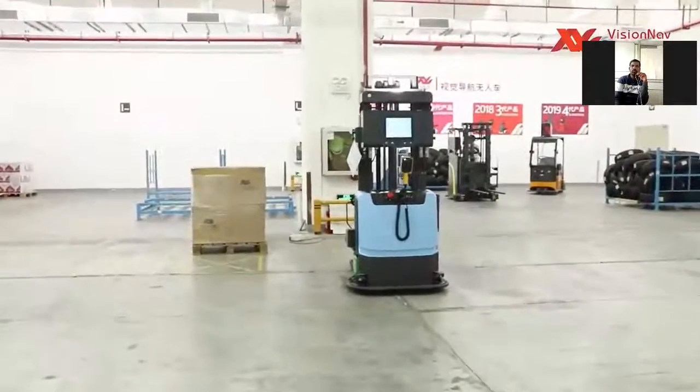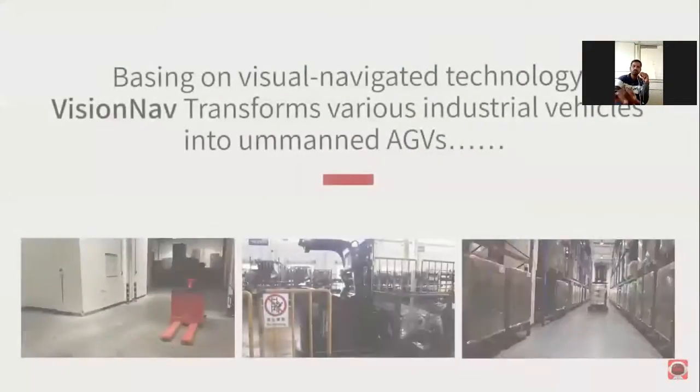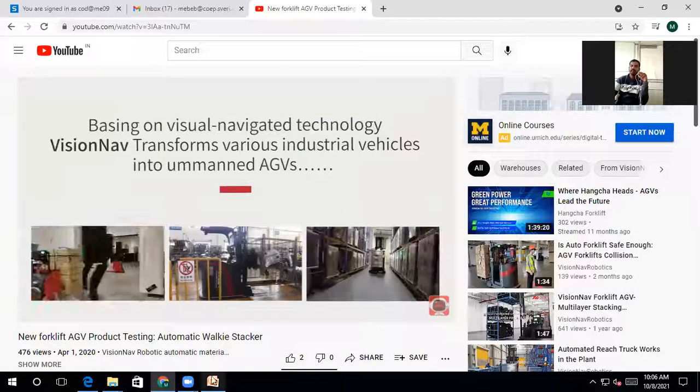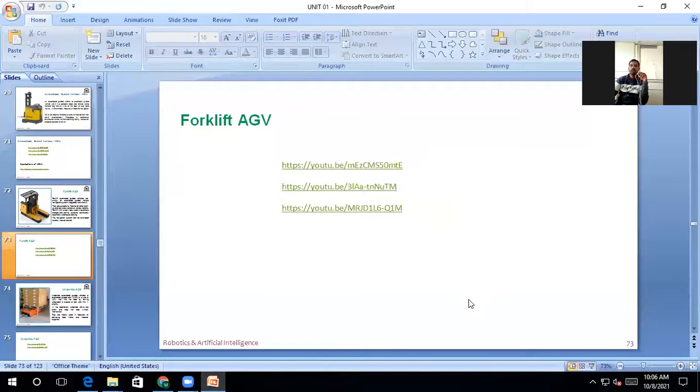And safety is very important while designing these cobots, because it is in direct contact with humans. Okay, next one.